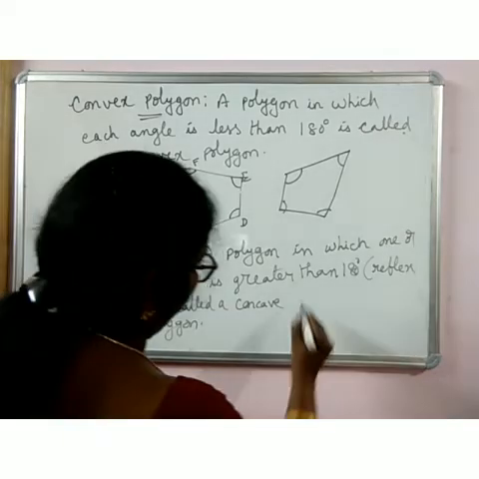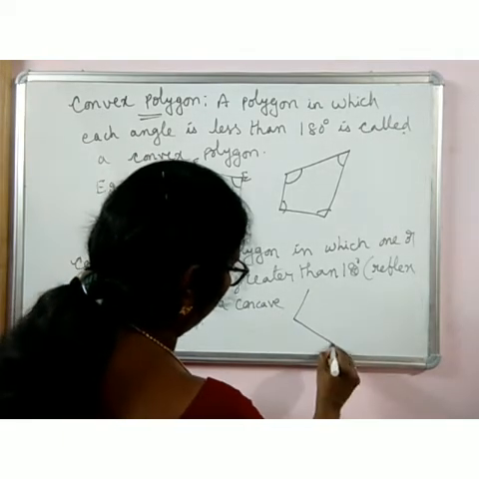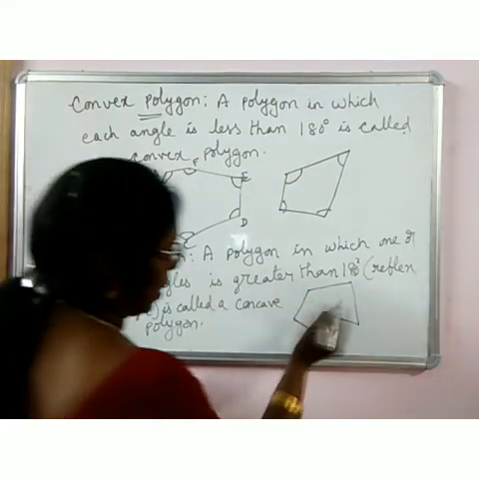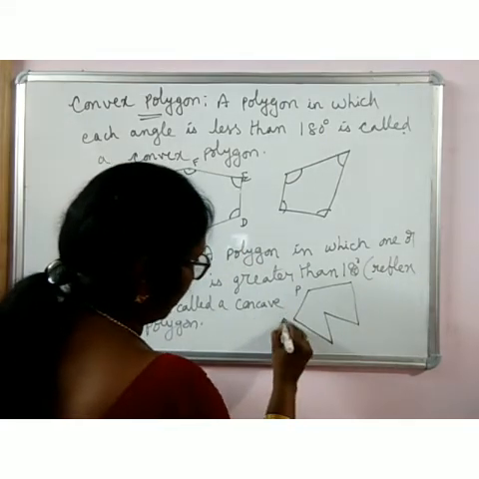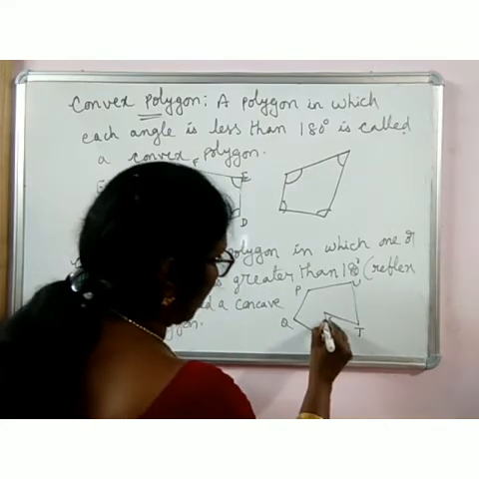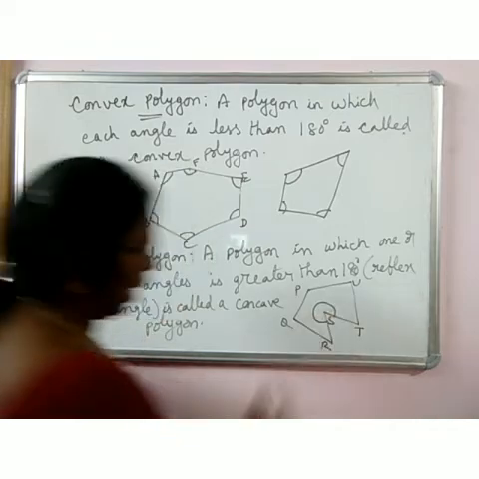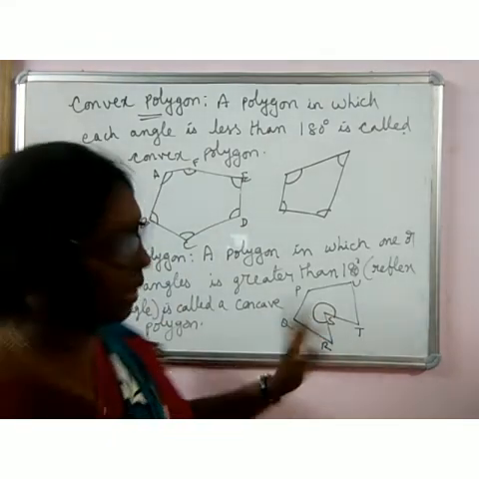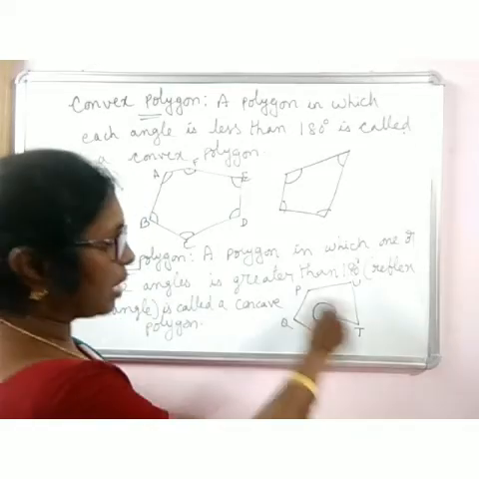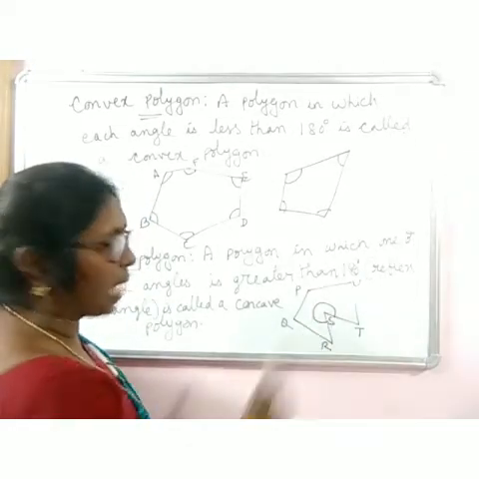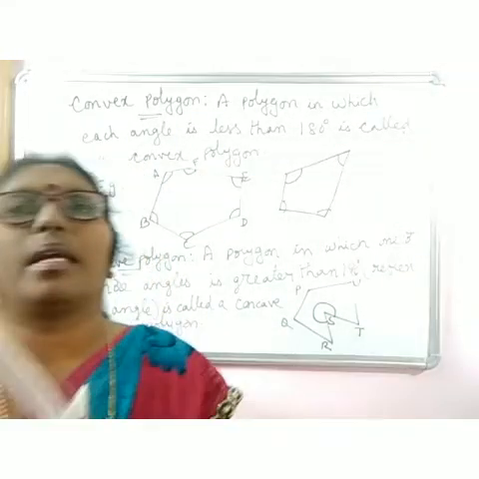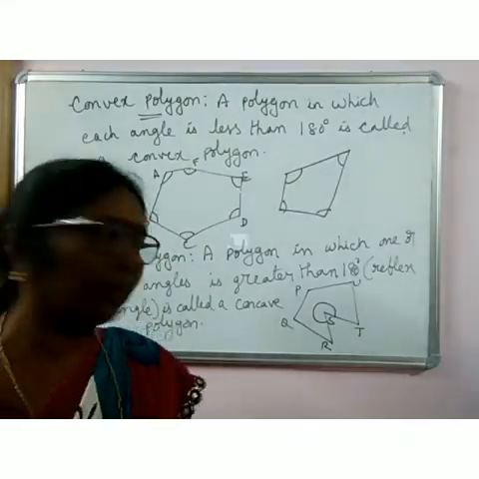Let me draw a figure. You see here P, Q, R, S, T, U. This angle you can see is greater than 180 degrees, or this is a reflex angle. So this particular polygon has one angle more than 180 degrees. So it is a concave polygon.